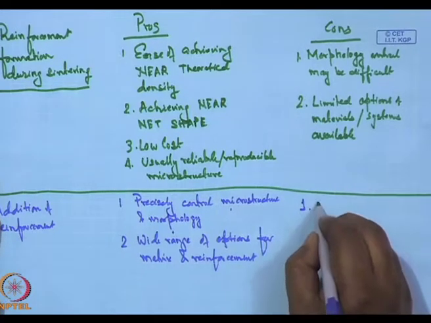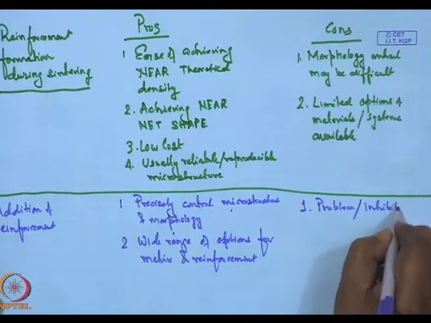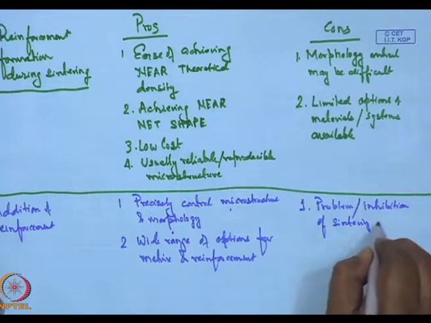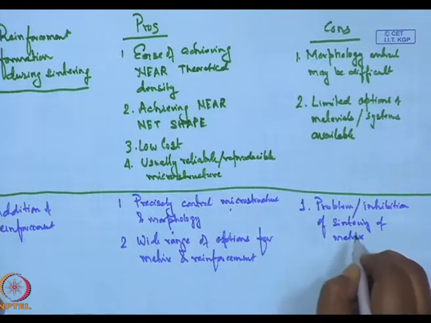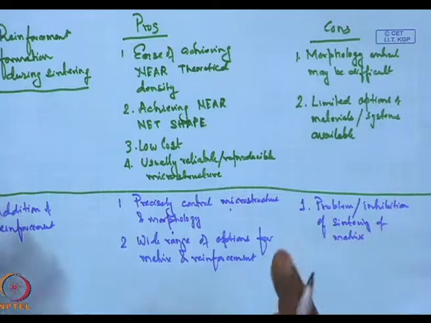One, problem: inhibition of sintering of matrix. Because here, for example, what had I done? Chemical vapor infiltration. I had taken alumina fiber mats, pushed in silane, methane, they decomposed, they formed silicon carbide, got deposited between the alumina layers, and then they were hot pressed to give you this ceramic composite.